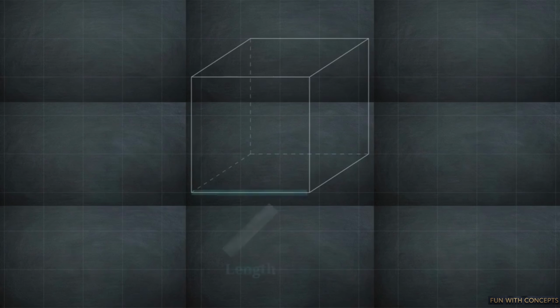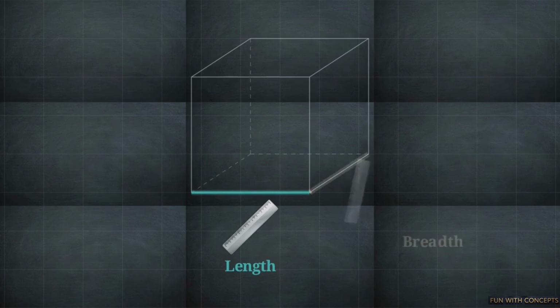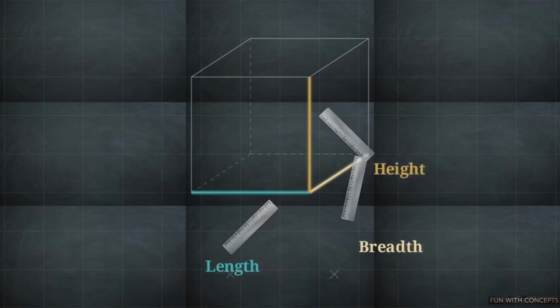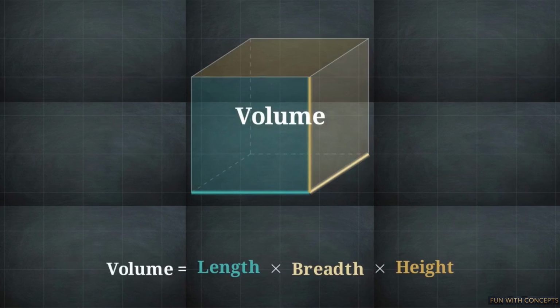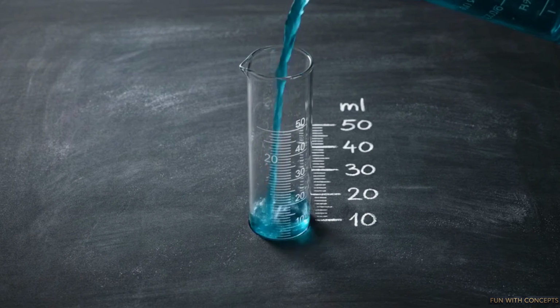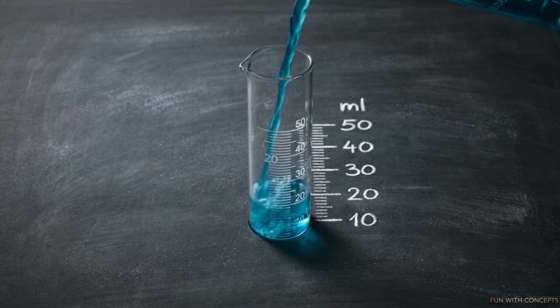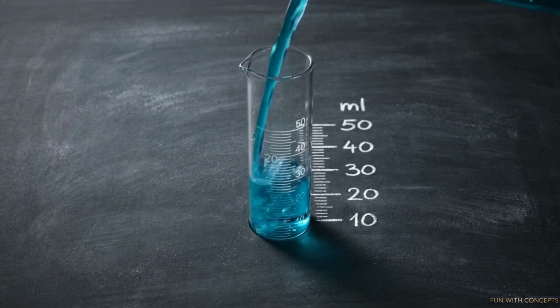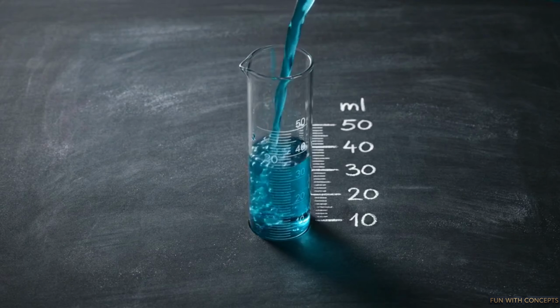Take length, for example. If you measure an object's length, breadth, and height and multiply them together, you get its volume. That is simply the exact amount of physical, three-dimensional space that an object occupies. For liquids, measuring that space requires a laboratory tool called a graduated cylinder, which captures the fluid in a glass container with fixed capacity markings.